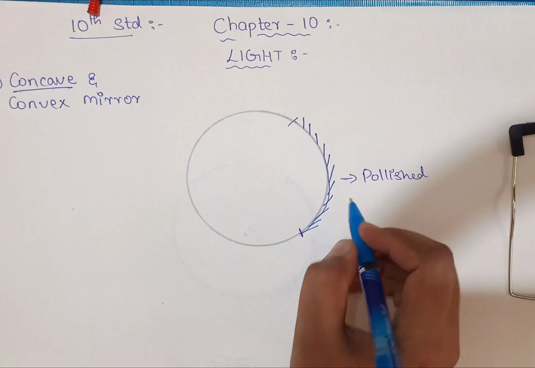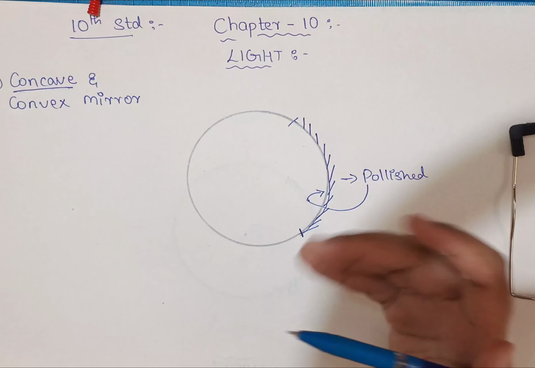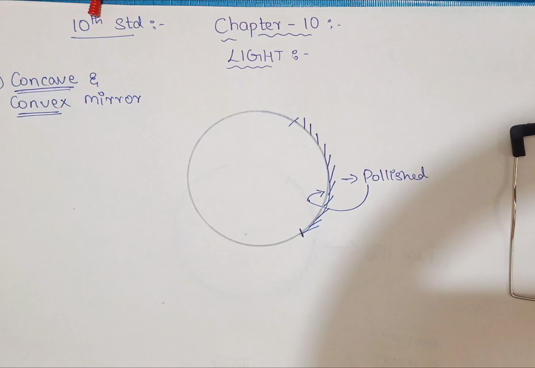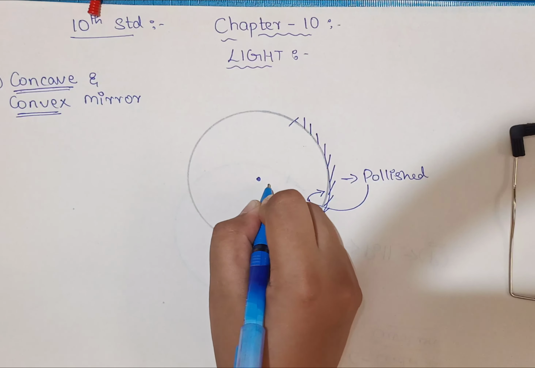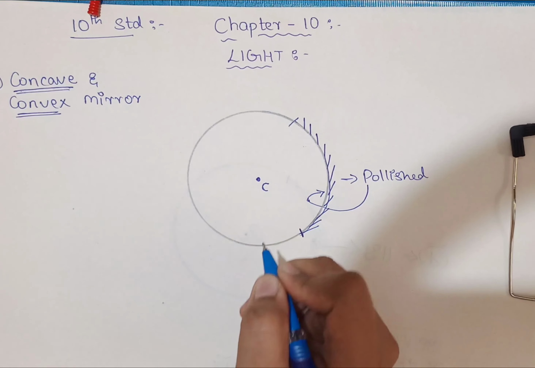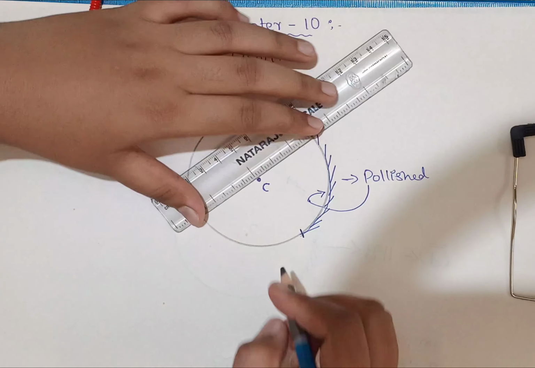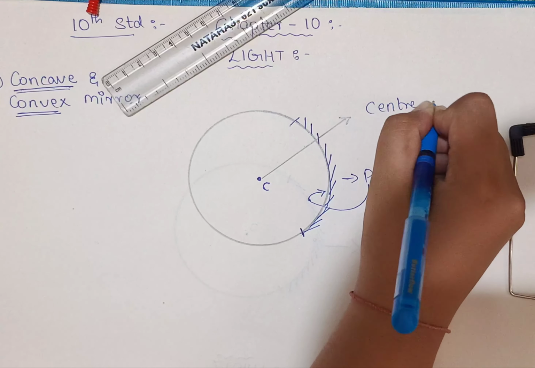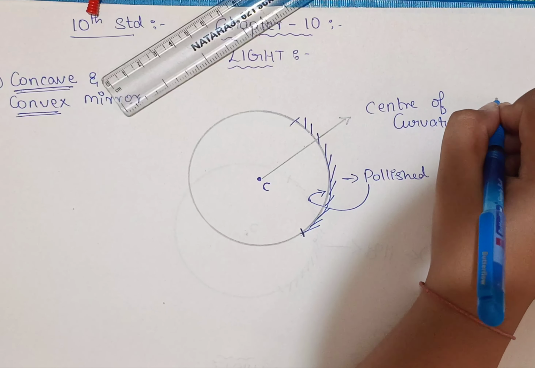When the inner surface is polished and the outer surface gets reflected, that is known as a convex mirror. Understand? So now let's get into the topic. In this imaginary sphere, the center of the sphere, we call it the center of curvature. This is known as center of curvature, and it is denoted as capital C.